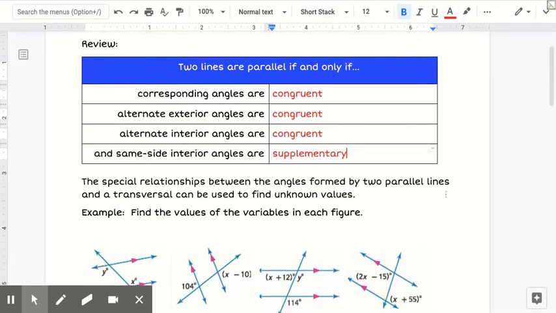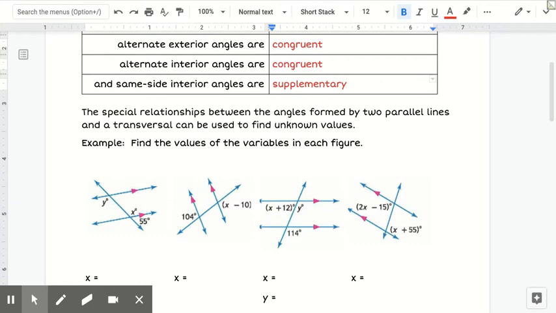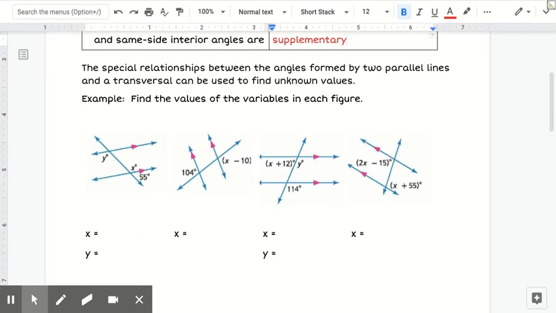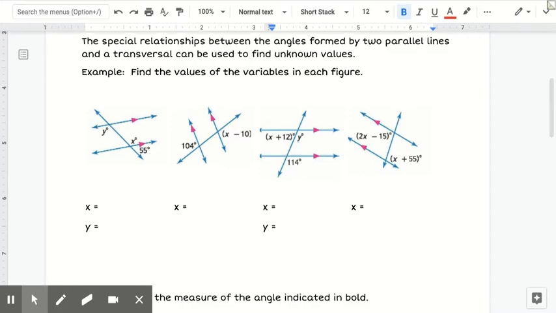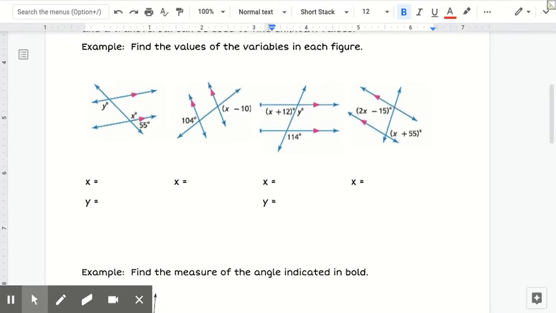The special relationship between these angles formed by two parallel lines and a transversal can be used to find some unknown values. Here we go. We're going to find the missing values in each of these figures. For the first one, I've got two parallel lines and two unknown values, an x and a y, but they gave me one of the angles. They told me this angle down here is 55 degrees.